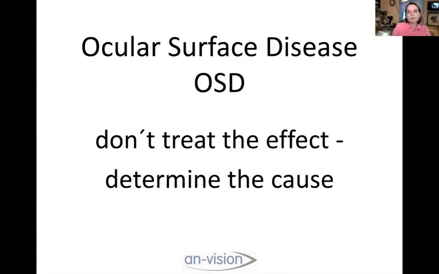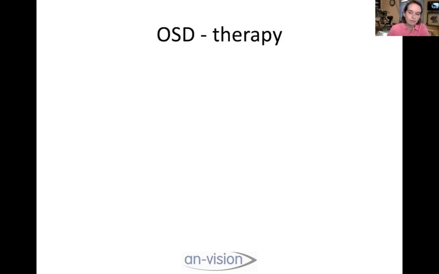My point is, with ocular surface disease, don't treat the effect. Don't put on just tear replacement drops, or just steroids for the inflammatory response, but determine the reason, determine the cause. I think the more refined examination techniques we have, the more detail we can look at the tear film, and the more detailed our therapy can be.